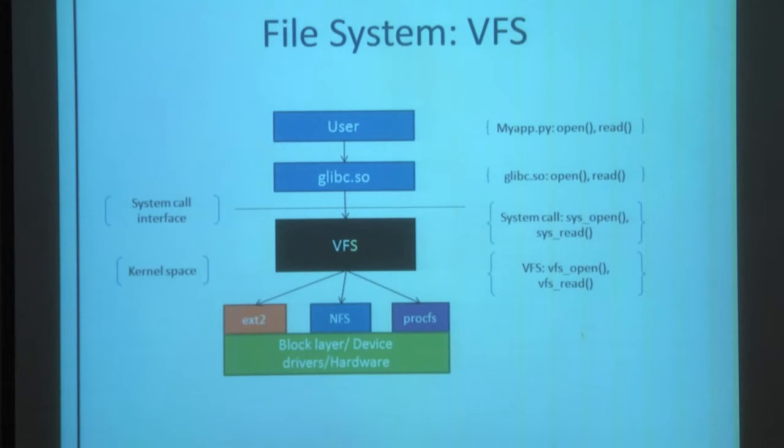So for example, I make an open call on a file pertaining to the ext2 file system. All the way from user to VFS, the flow remains the same, but VFS is the one that takes the decision of where this call should be routed to.